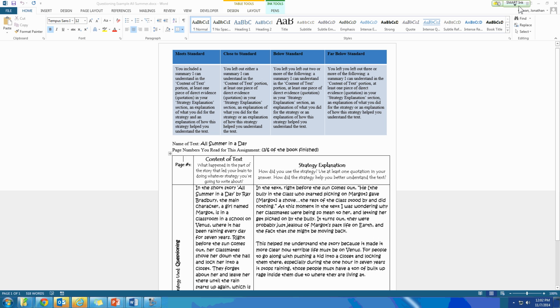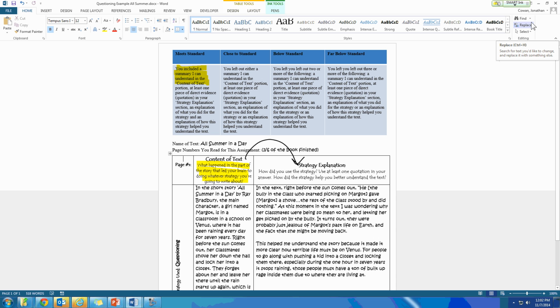To start, you need to include a summary I can understand in the content of text portion, which is nothing new. That's right over here. Remember that you're only summarizing the part of the story that led you to the strategy. You're not summarizing the part of the story that you've read overall in general. That would never fit in this little space here. Just the part of the story that led you to this strategy.